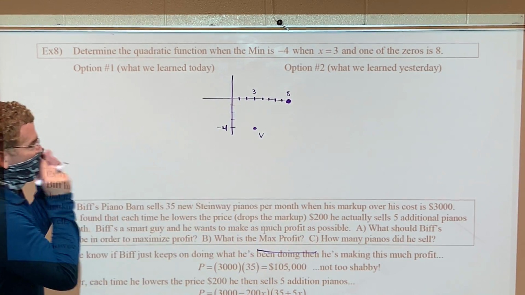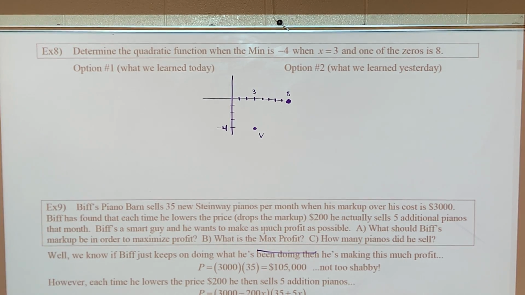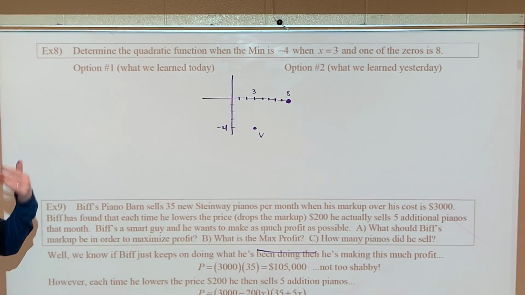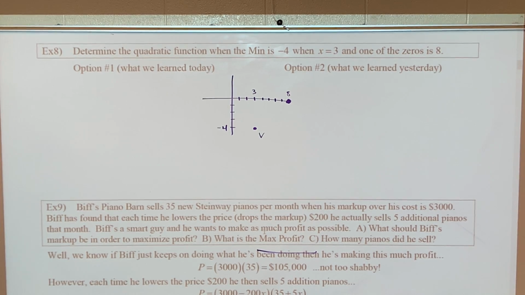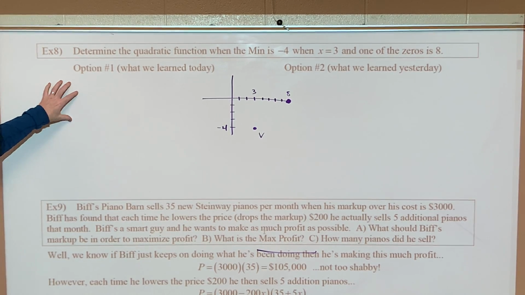So what do you know about this problem right here? It's going up. It has to be, because the vertex is down low and it's a min. If you have a min, the graph is going up, right? Because there's no max. Do I have enough to actually do what we did today here?